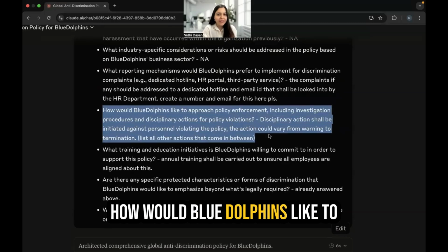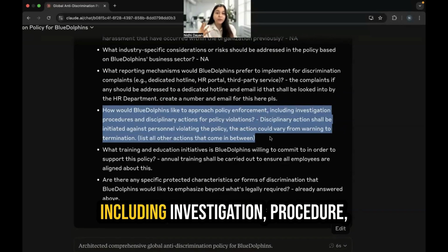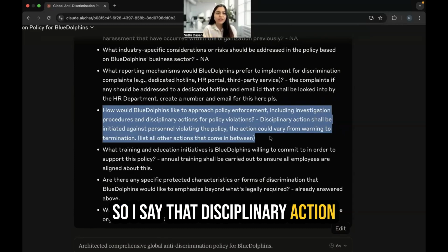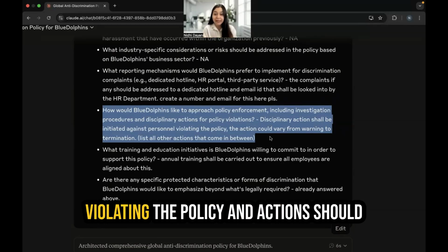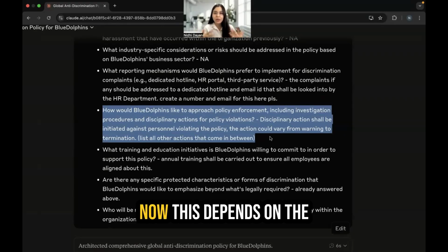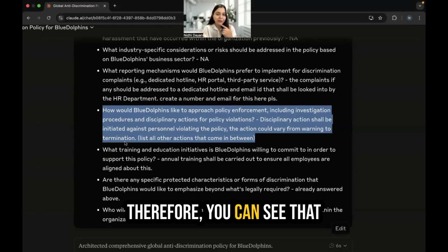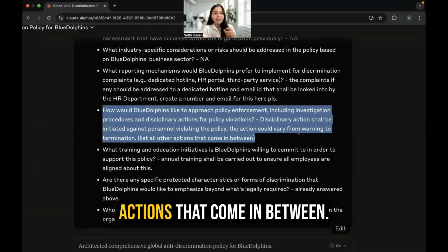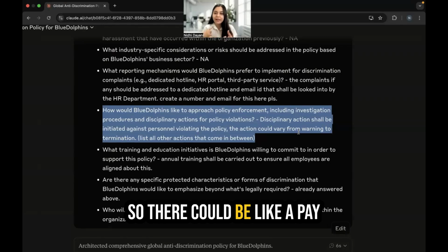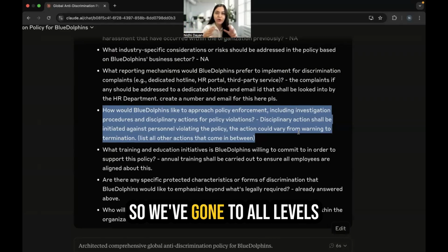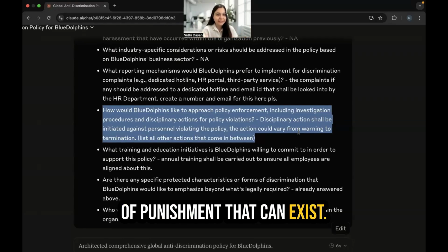How would Blue Dolphins like to approach policy enforcement, including investigation procedure and disciplinary action? So I say that disciplinary action shall be initiated against personnel violating the policy, and action should vary from warning to termination. Now, this depends on the seriousness of the misconduct. Therefore, you can see that I have written list all the actions that come in between. So there could be a pay deduction or a suspension till termination. So we've covered all levels of punishment that can exist.